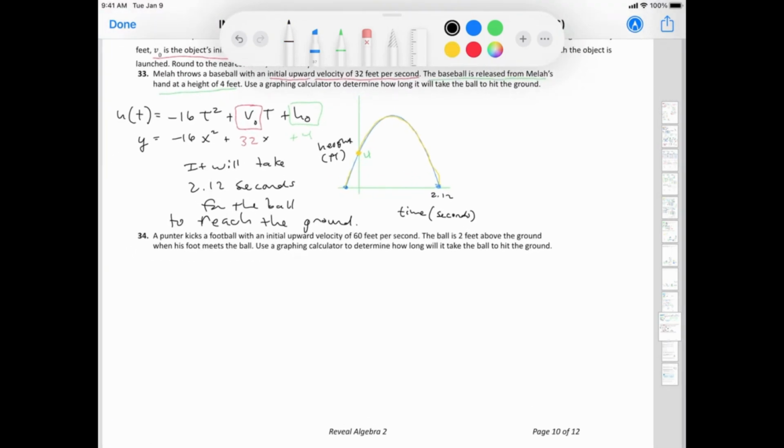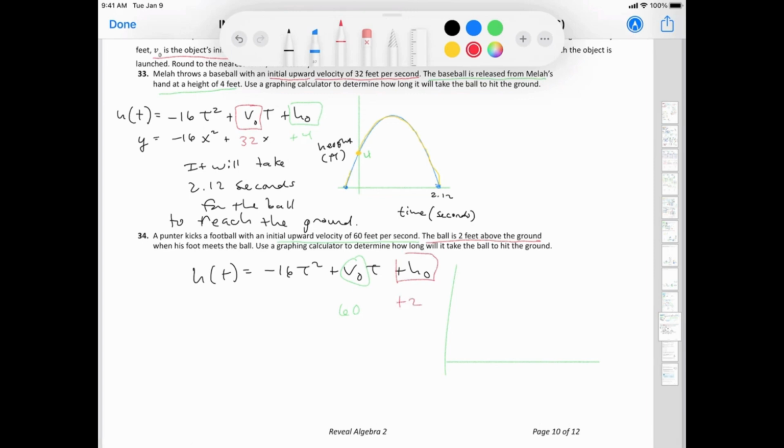All right, let's try question number 34. I'm going to copy the formula they have. A punter kicks a football. So let's go ahead and draw a picture. This doesn't look really straight, does it? With an upward velocity of 60 feet per second. Velocity is this one, v0, so that would be 60. The ball is 2 feet above the ground. Okay, so that, as we learned above, is the initial or starting point. So that would be plus 2.